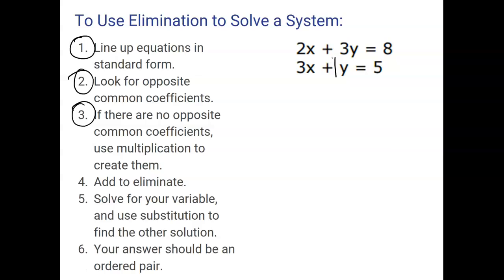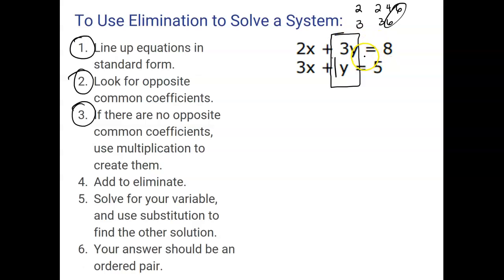So let's think about this. I could eliminate the x's. A common multiple of 2 and 3 would be 2, 4, 6, 3, 6. So a common multiple would be 6. But there's an easier way. Look at 3 and 1.